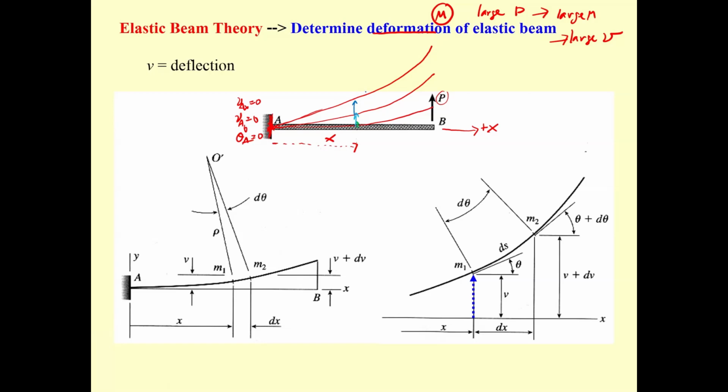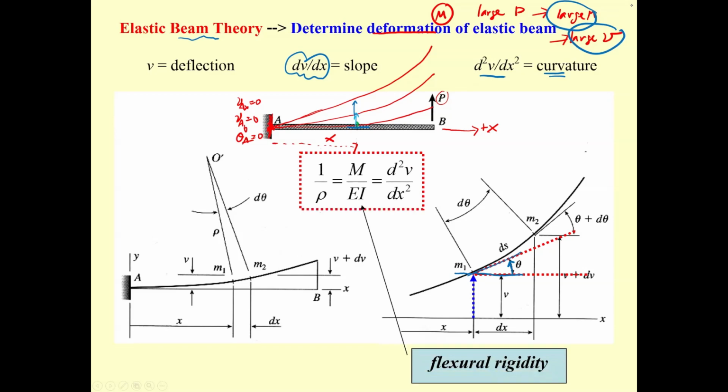But the deflection is related to the slope. If you use this horizontal line as the reference, usually the line passing through the centroid of the beam, and you draw the tangent line over here, you will get the slope. Slope is just the first derivative of the deflection with respect to x. If you do the second derivative, you will get the curvature, and the elastic beam theory relates the moment to the deflection with this equation: the moment equals EI times the curvature.